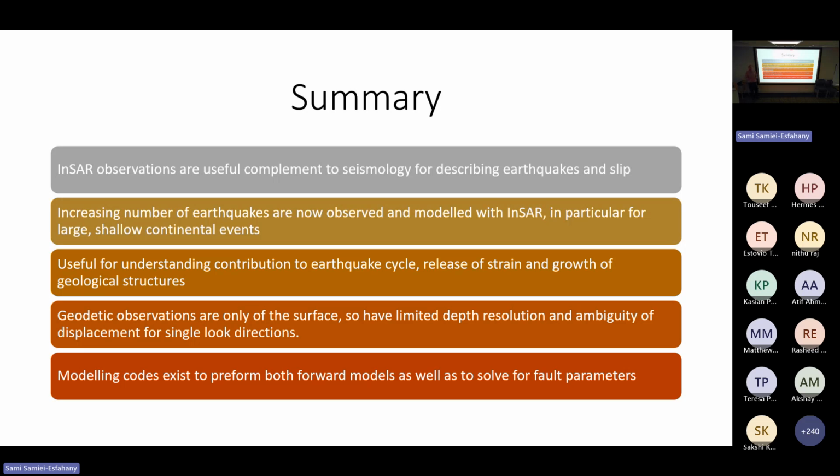But it's keeping in mind the limitations of this. It doesn't work underwater, and it's a surface observation. So there's limited resolution. The deeper you go, the less well you know it. There's an ambiguity in that line of sight, so you always want as many look directions as you can. And there are some modeling codes here with the GitHub links that you can use if you wanted to actually take that InSAR data from the earthquake catalog and model it to find out about the slip at depth.